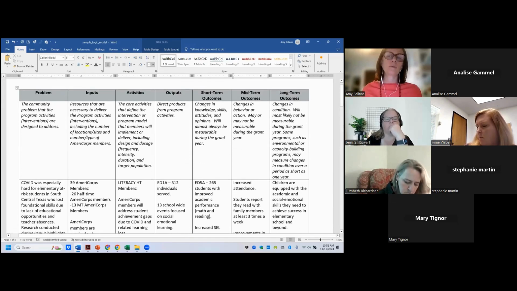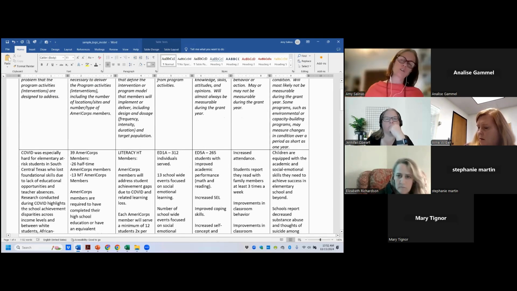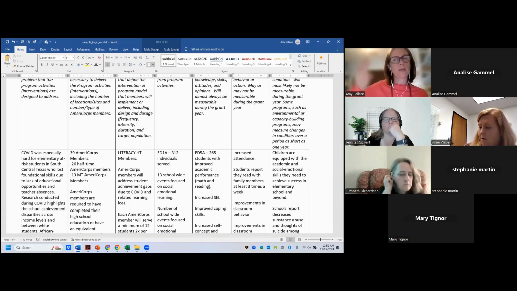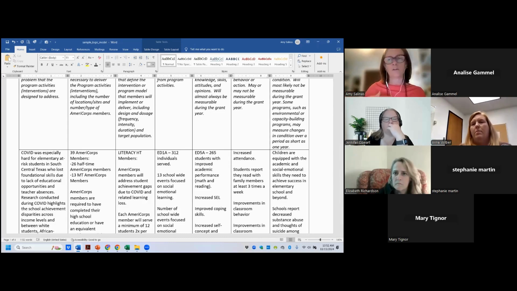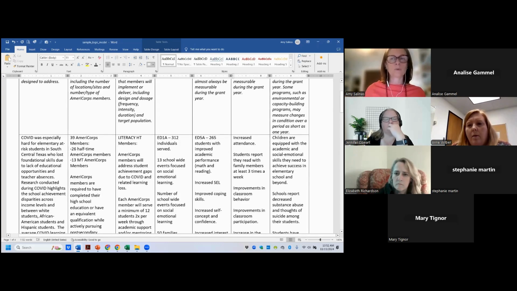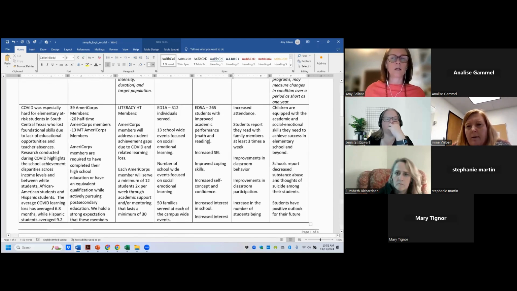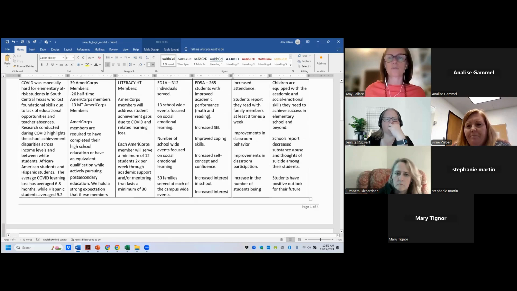And then your long-term outcomes are things that are longer changes in condition. You might not ever have the ability to see those outcomes or measure them, but you're painting the picture of what you hope to see happen as a result of all your hard work. So it could be that the children are equipped with the social, emotional skills and academic skills they need beyond elementary school.